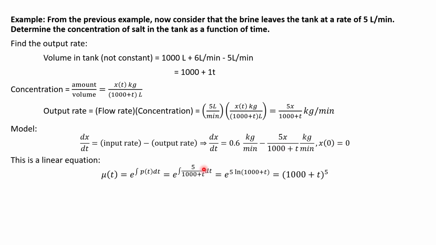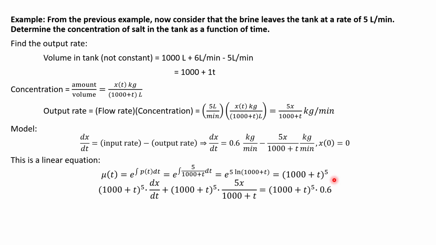Okay, so this is a linear equation. This one's not separable this time around. And so we are going to go ahead and use our integrating factor again. And so we have just a quick calculation for mu, our integrating factor. We end up getting 1000 plus t to the 5th power. So just going through our steps for what happens with this process, multiply both sides of our differential equation times our integrating factor.